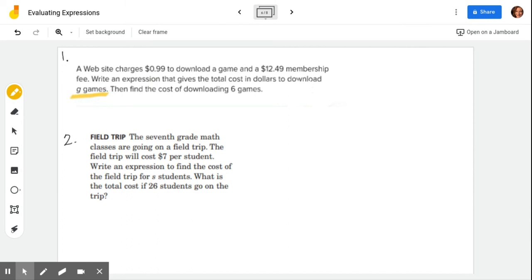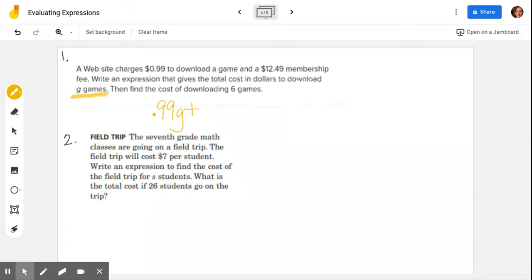So how much you pay depends on how many games you purchase, right? No matter what, you have to pay that membership fee. That doesn't change. But the 99 cents, it could be that, or it could be 2 of those, 3 of those. It depends on how many games you purchase. It varies. That's why it's called a variable, because it can change. It can vary. So I'm going to write down 99 cents G. That represents 99 cents times however many games we want to buy.